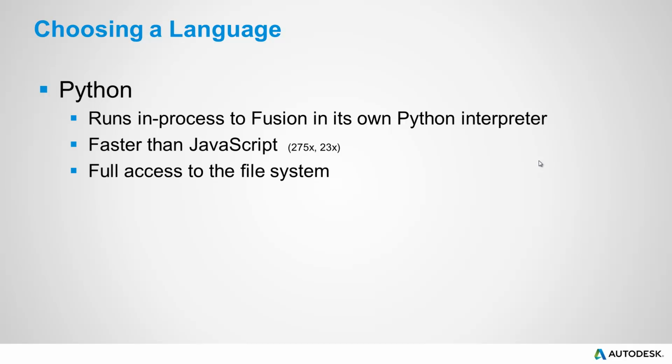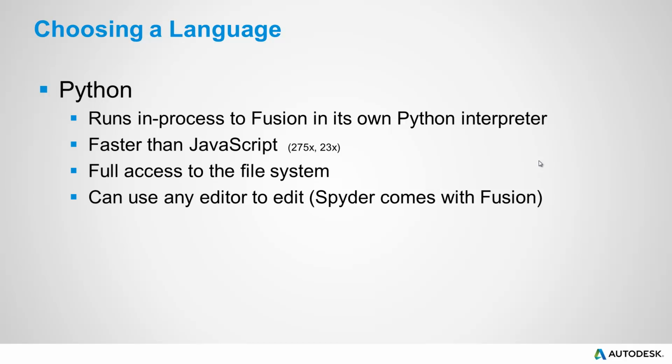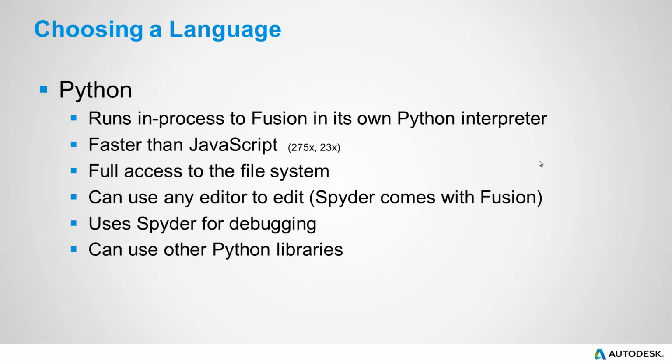With Python, you can again use any editor you want, but we deliver an editor called Spyder, and you'll probably want to use that for editing, even if you're used to another editor, because we also use Spyder for debugging, and it tends to be more convenient just to stay in the same thing for editing and debugging. And even though Python itself is pretty rich, you can use other Python libraries too. And just like JavaScript, it also uses asserts for errors, so you can use try catch around those.